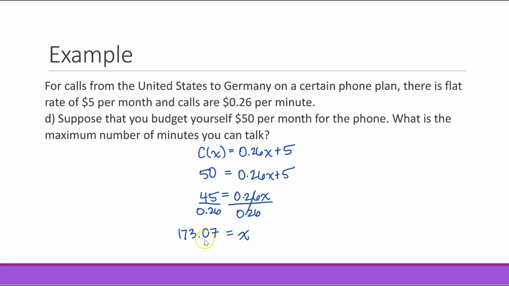So the question is, what is the maximum number of minutes you can talk? So here, no matter what the part is after the decimal, I'm still going to round this number down because I want to know what's the most number of minutes I can talk. So even if this was 173.97, I can't talk 174 minutes because that will automatically put me over my $50 per month limit. So no matter what comes after the decimal here, we're not going to follow the standard rounding rules, because we want to know the most number of minutes I can talk. So that's going to be 173 minutes of talk time.